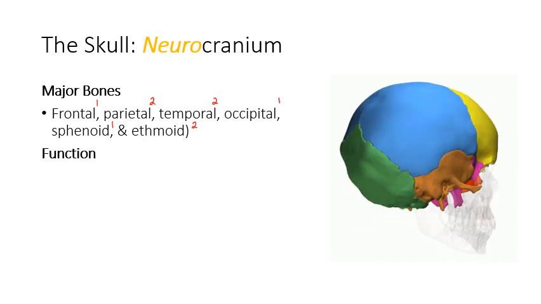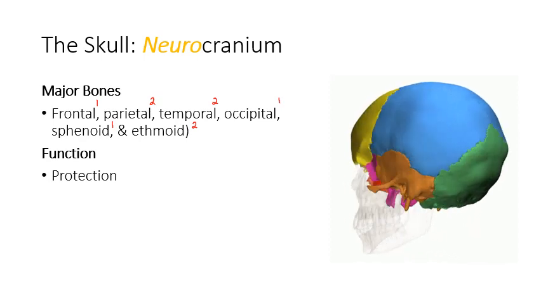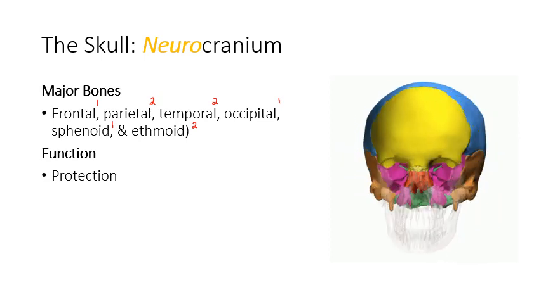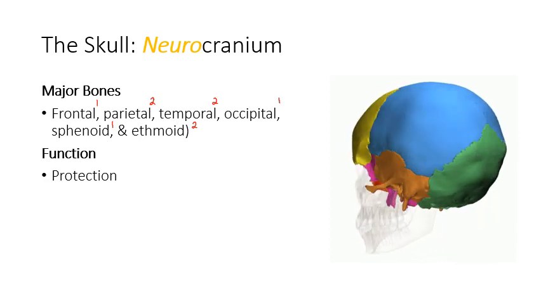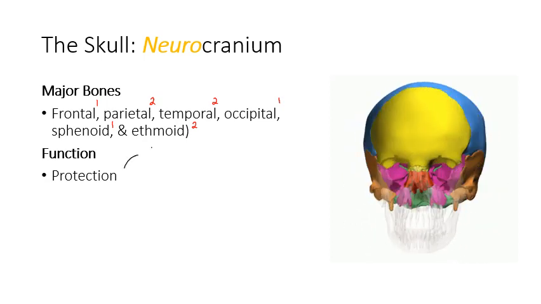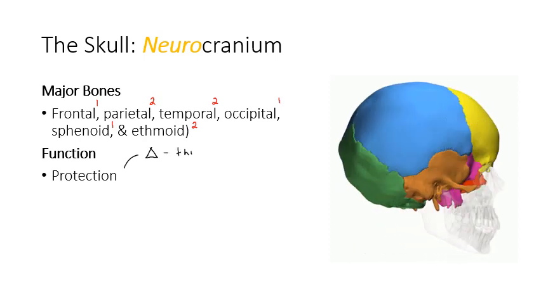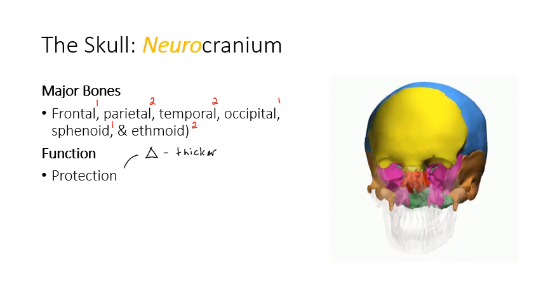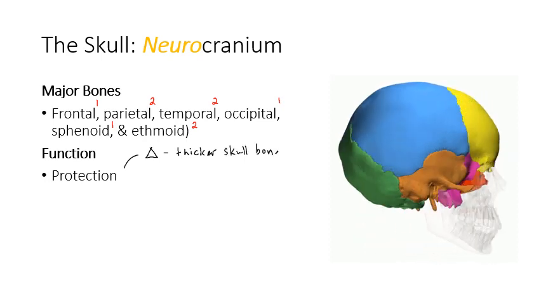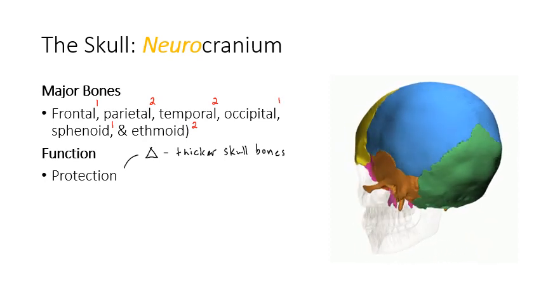The function of our skull is protection. It protects our brain. And interestingly, we do see some dimorphism or some differences between males and females when we look at the wall of the bone. I'm just going to jot that in here. So the anthropological symbol for male is triangle. They have thicker, kind of funny. Males, no surprise, have thicker skull bones.